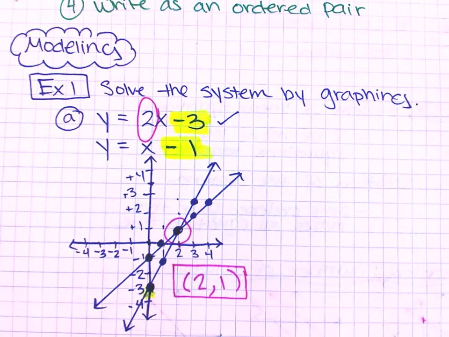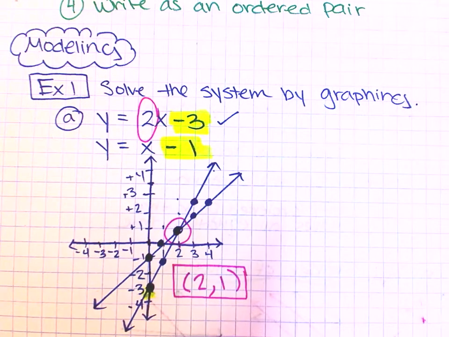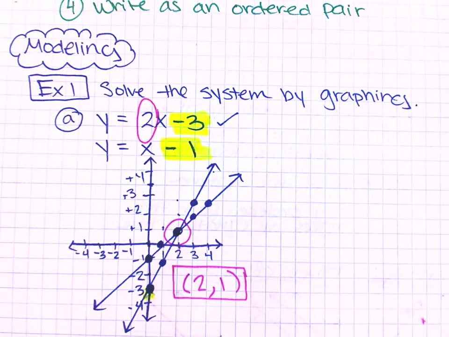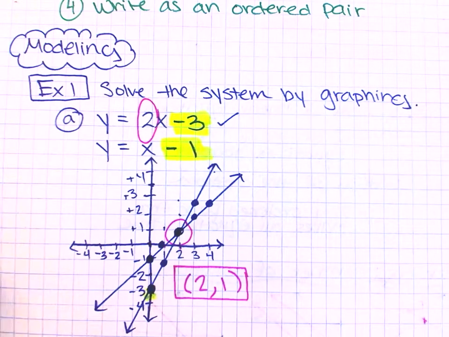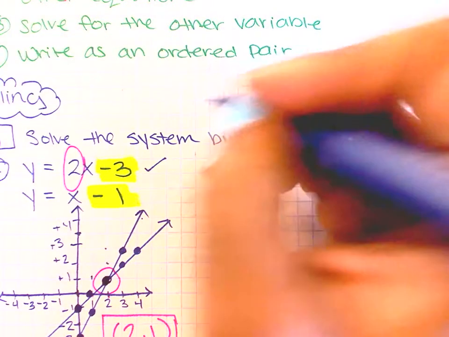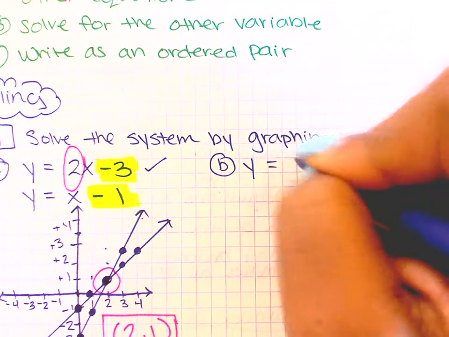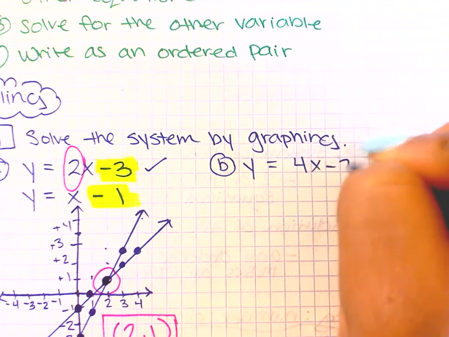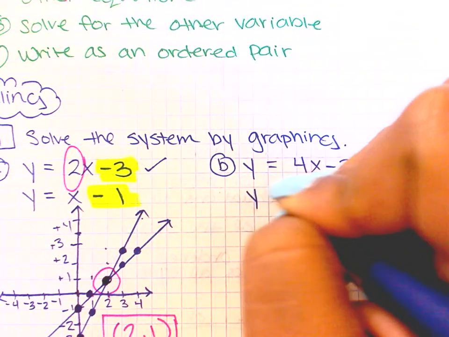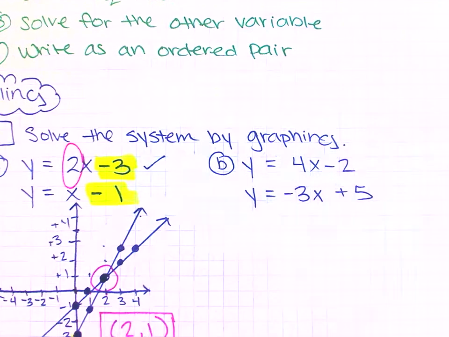So again, just to walk through that problem, I graph the first one, graph the second one, and then my answer is the point where they meet. Make sense? Cool. Let's try letter B. y equals 4x minus 2. My second equation is y equals -3x plus 5.